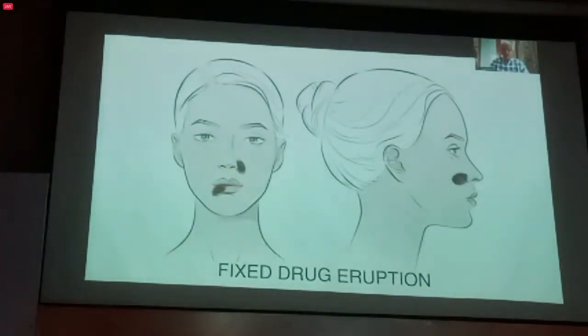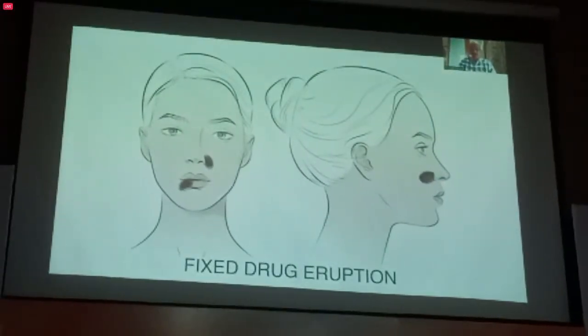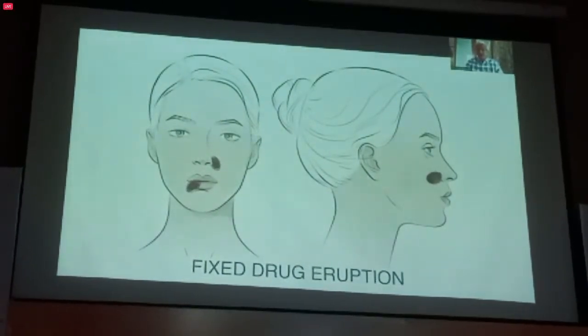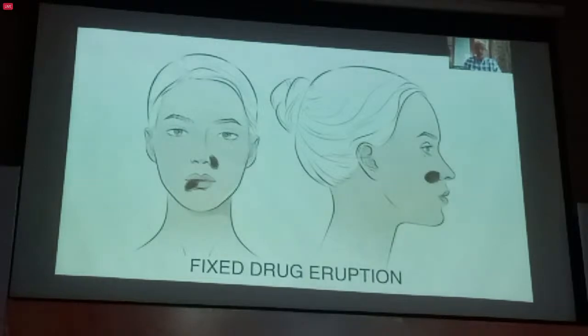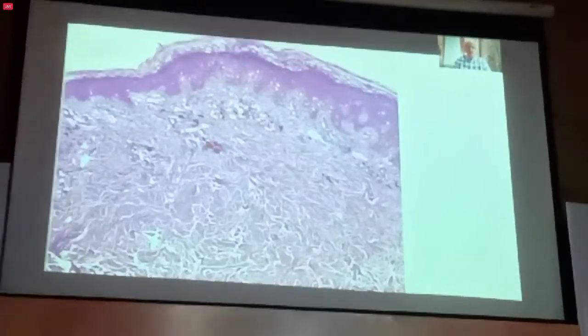Fixed drug eruption is another peculiar form of pigmentation on the face around the orifices, especially the mouth, nose, eye. It tends to occur around them. And this is the clinical picture. We are very familiar with the clinical picture. This is histopathology. Also, we are familiar.